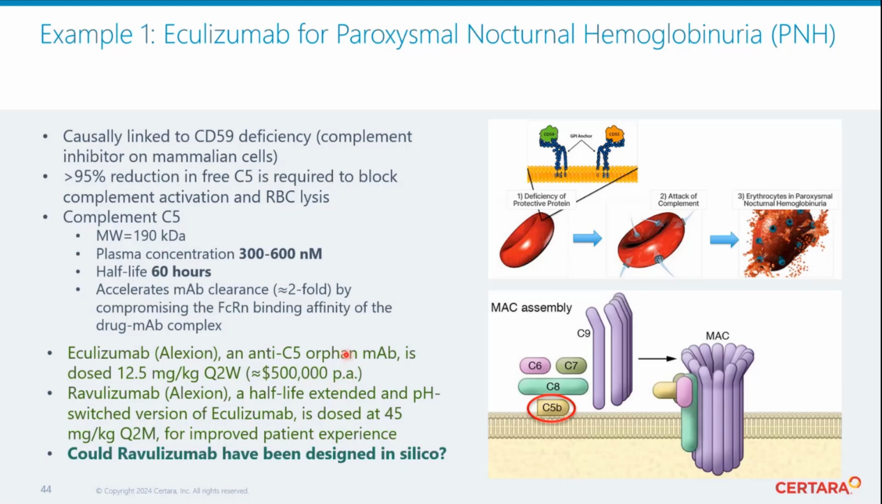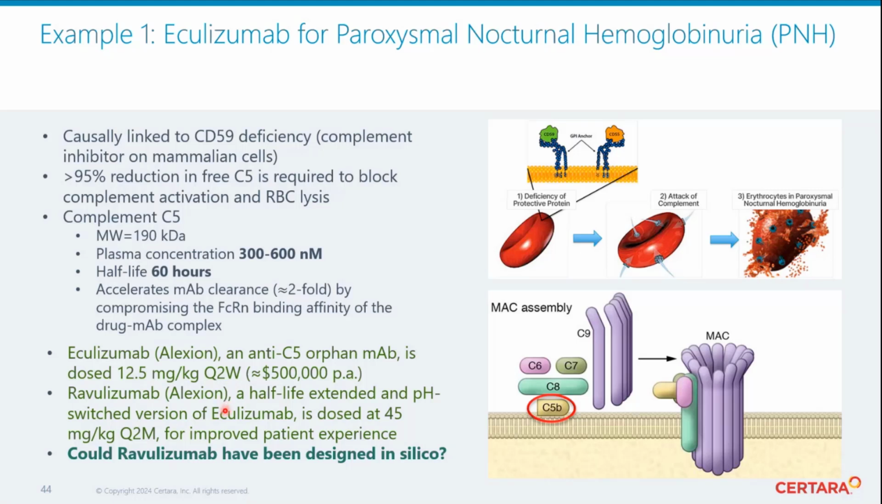Antibody which blocks a complement factor called C5, which is present at something like 600 nanomolar concentration in plasma and has around a 60-hour half-life. So there is loads and loads and loads of it, so that it also takes loads and loads of antibody. So 12.5 mg per kg every 2 weeks. Well, that's loads of antibody.